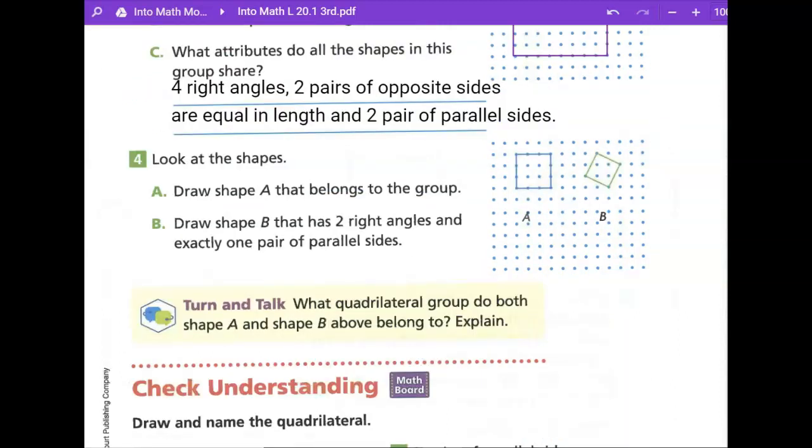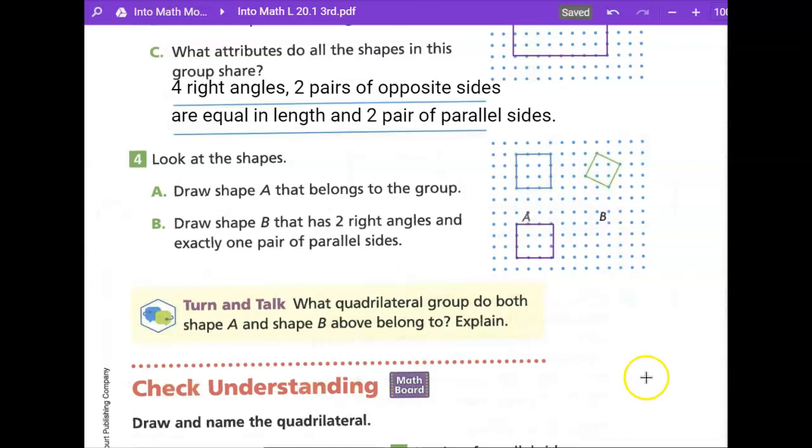Okay, we're going to go ahead and look at number 4. It says, look at the shapes. Draw shape A that belongs in this group. What could we draw there? We could draw a square. We can't draw a rectangle. Those shapes all have equal side lengths. So it has to be a square.